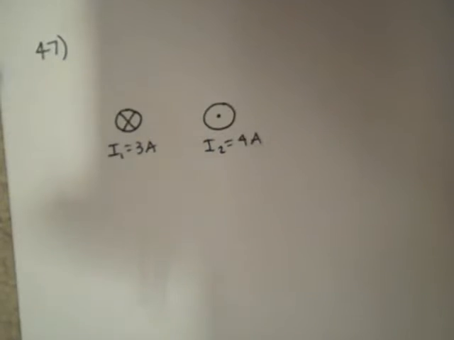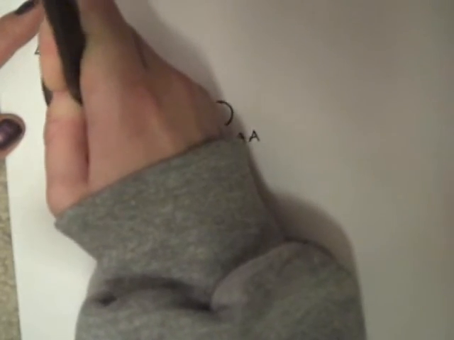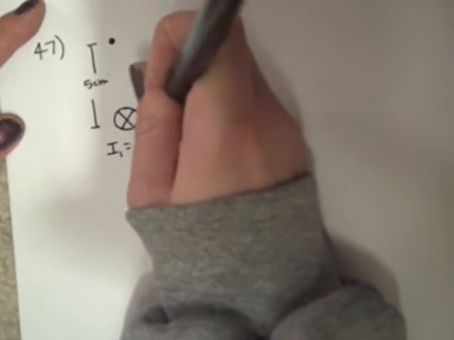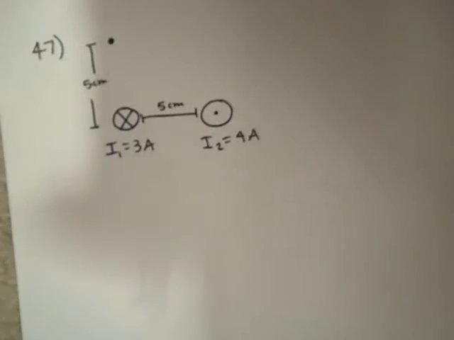And what they want to know is, at a point P here, which is 5 centimeters from I1, and I1 and I2 are also 5 centimeters apart, they want us to figure out what is the net magnitude and direction of the net magnetic field at point P. So we want to know what B is right there.